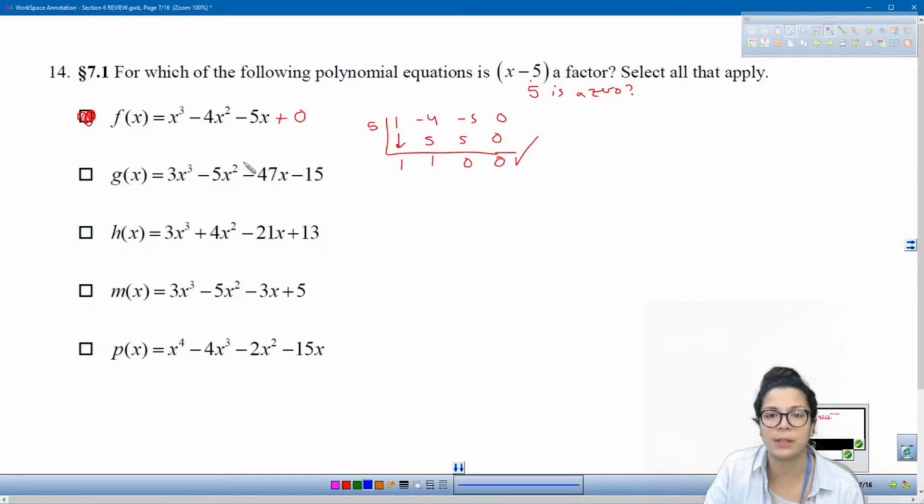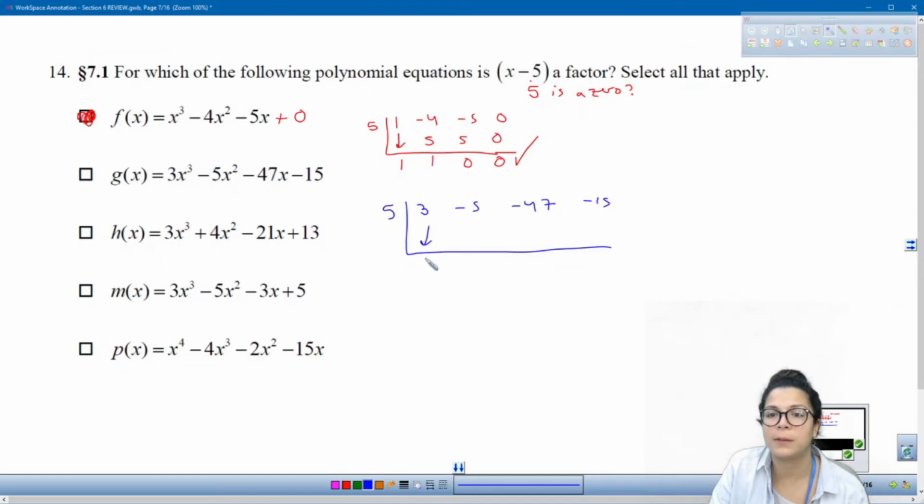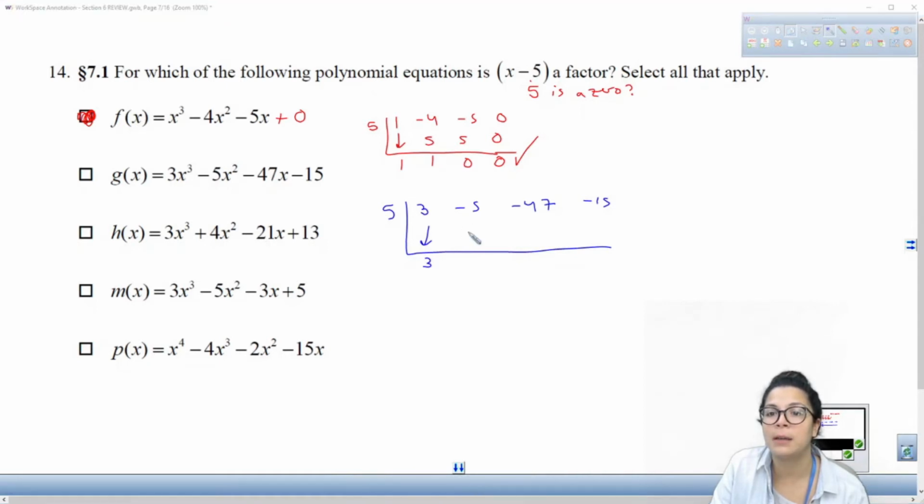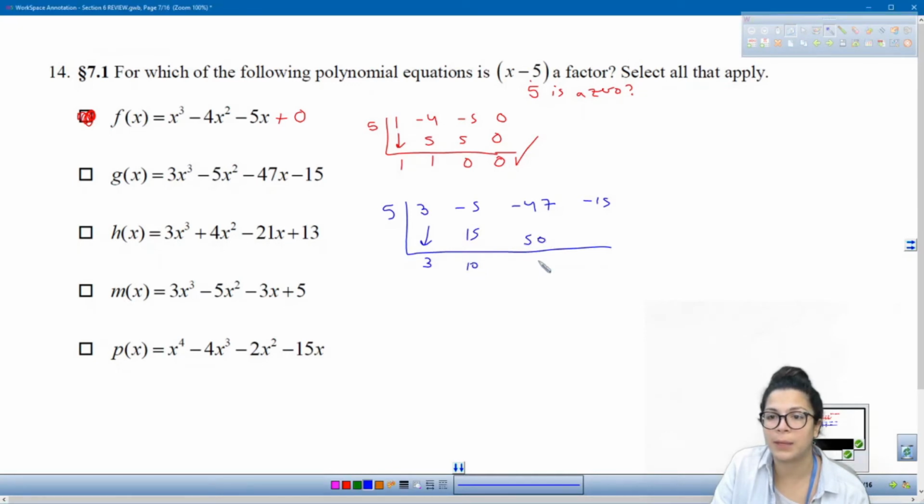Let's move on and check g of x. So here, no missing terms, so coefficients are 3, negative 5, negative 47, and negative 15. Bring down the first one. 3 times 5 is 15. Add vertically, we get 10. Then multiply, we get 50. Add vertically, we get 3. Multiply, we get 15. Add vertically, we get 0. So awesome, another one that works.